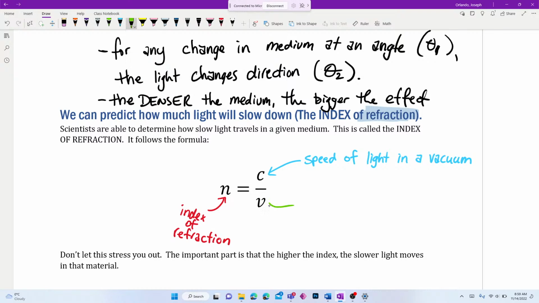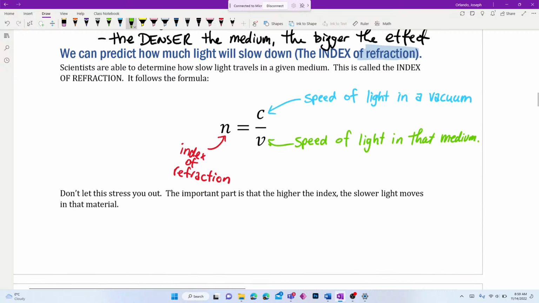And V is the speed of light in that medium. Don't let this stress you out. The important part is this. We'll do some math with this, but basically this tells you how much light is slowing down when it hits something. Does that make sense?